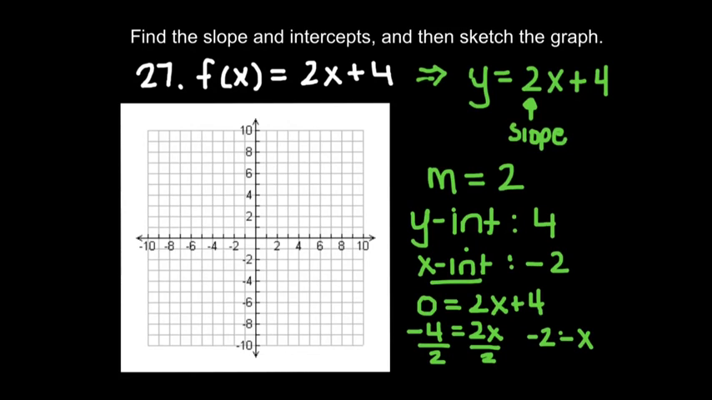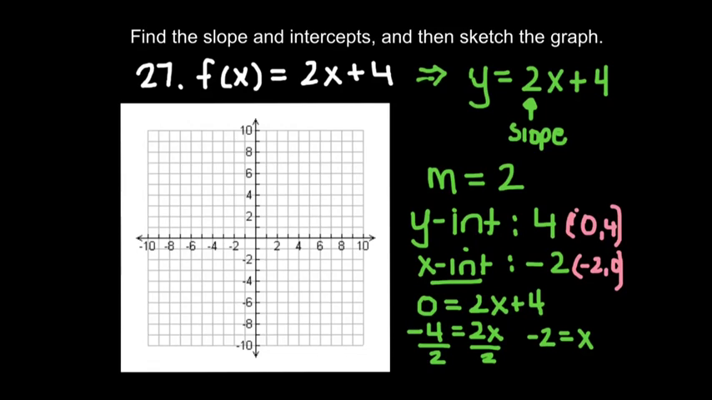Now remember, the y-intercept being 4 means that the point (0, 4) is a point on the graph. The x-intercept being negative 2 means that the point (negative 2, 0) is a point on the graph. These two numbers don't have any relationship to each other beyond the fact that they're both intercepts. They're each a separate point.